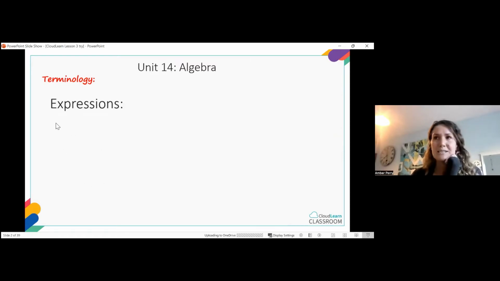We have an expression in algebra. An algebraic expression is actually just something that looks like this, okay? It's made up of a couple of terms and some operations, okay?